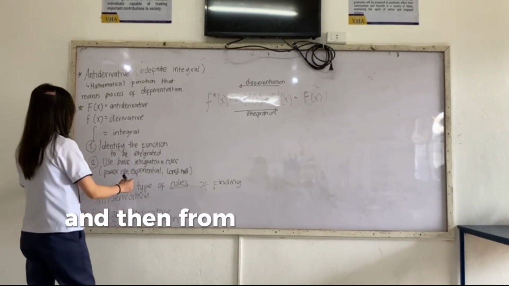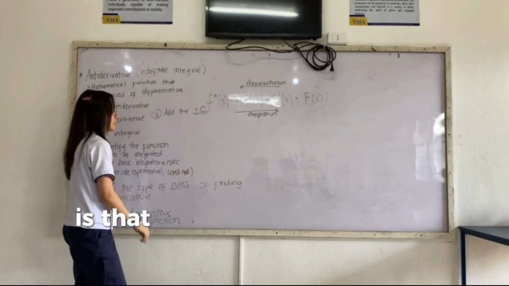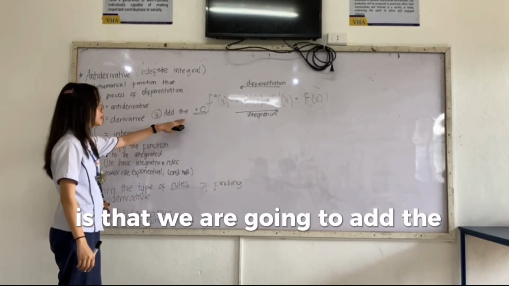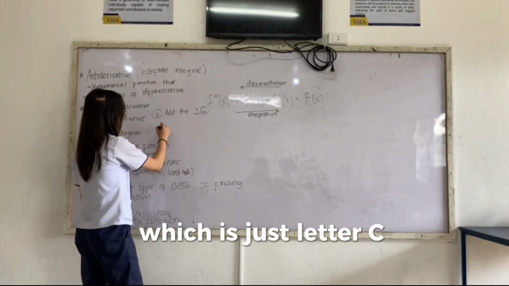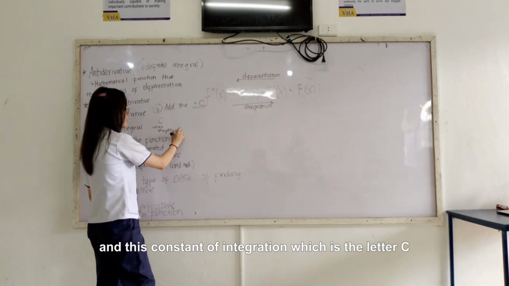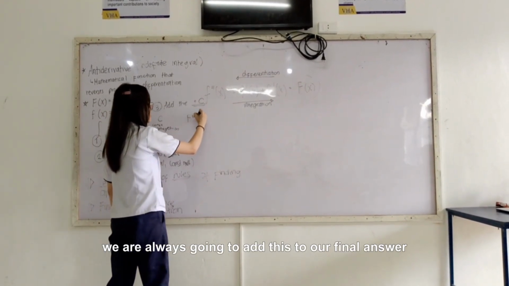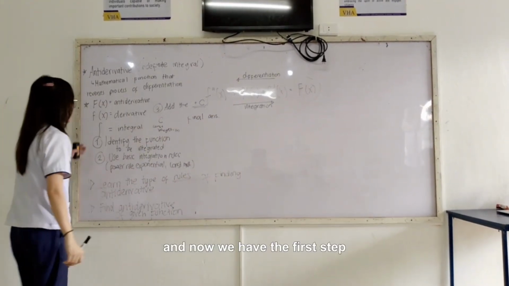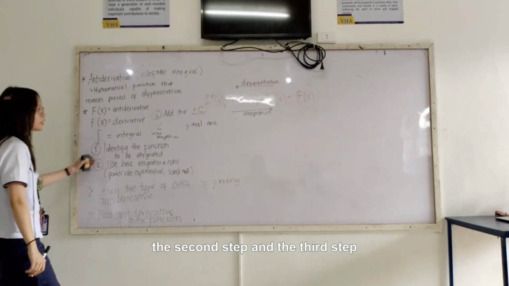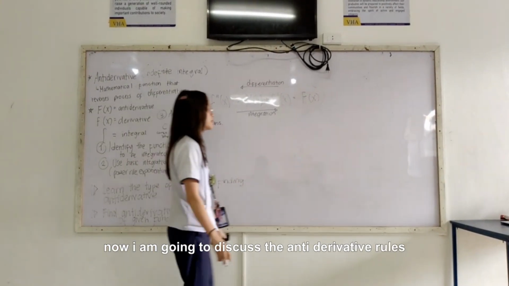And then for the last step, we are going to add the constant of integration, which is just the letter C. And this constant of integration, the letter C, we are always going to add to our final answer. And now we have the first step, the second step, and the third step. Now I am going to discuss the antiderivative rules.